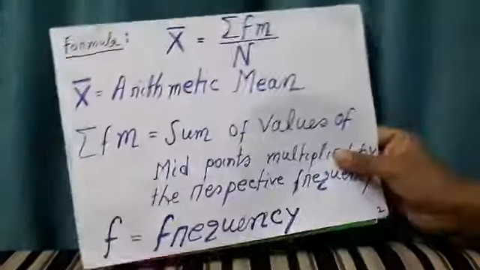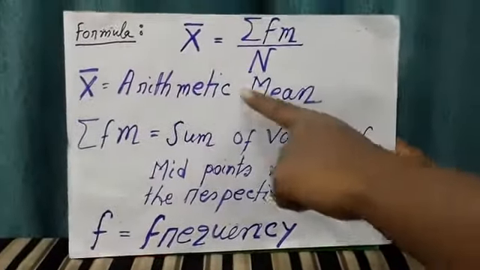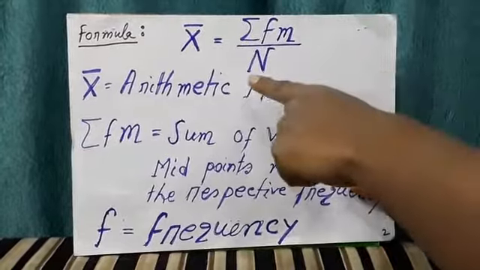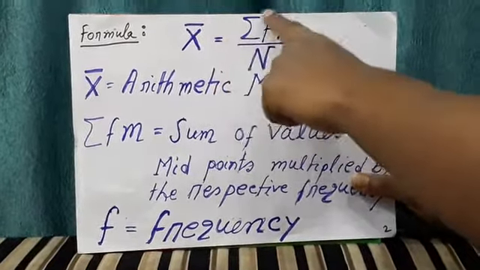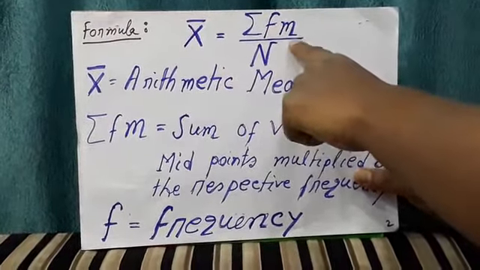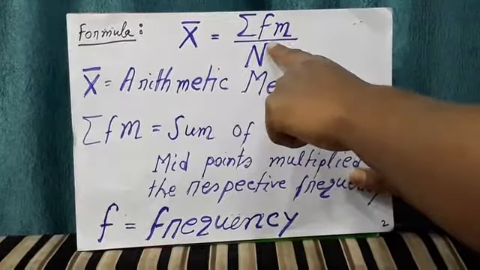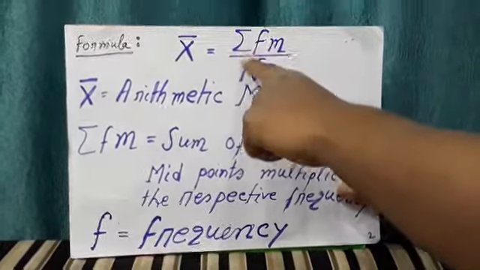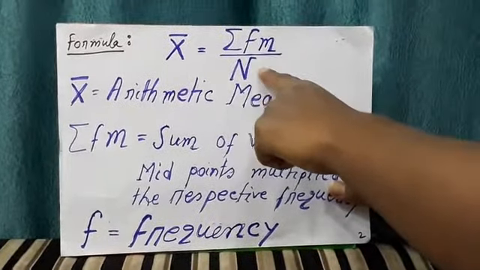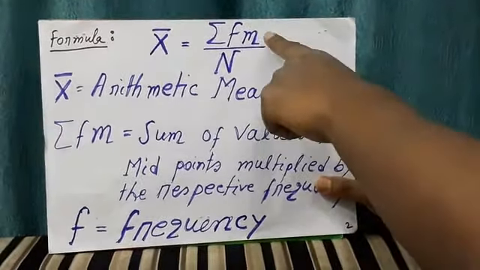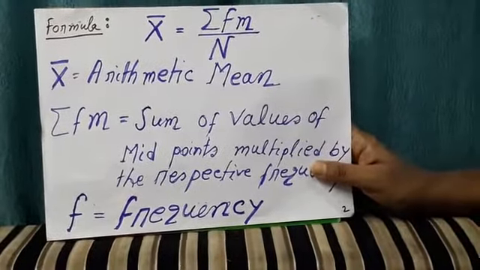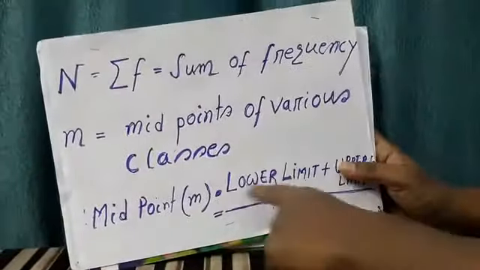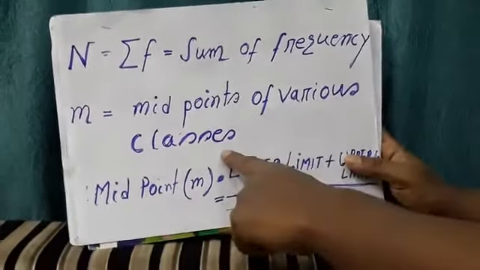For that we will use this formula. This formula looks similar. Here x bar equals summation of fm by capital N. Here f has the usual meaning, f is the frequency, N is the sum of total frequencies, and here m is the midpoint. Here m is new. Here m is the midpoint of the various classes.